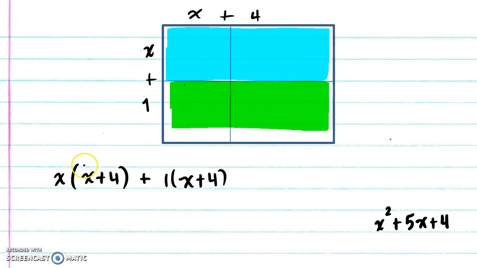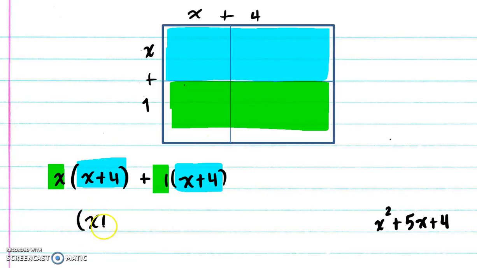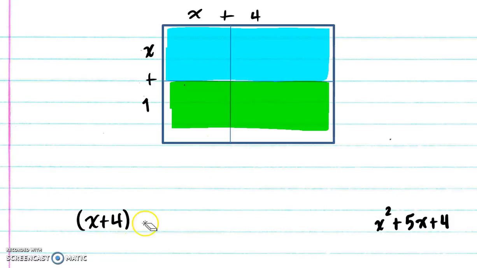Now you should be able to see that this x plus 4, that's the length of both of them, and this x plus 1 is the width of both of them together. So again, I could rewrite this as length times width. And I could do it the other way also. So let's look at it the other way.